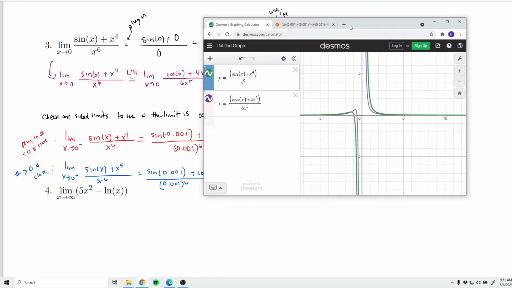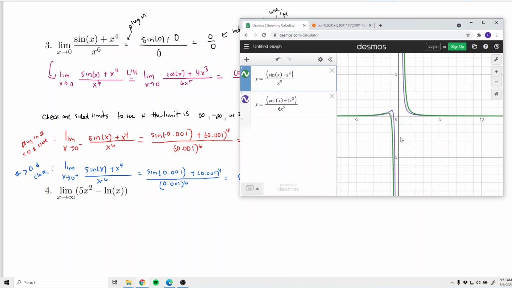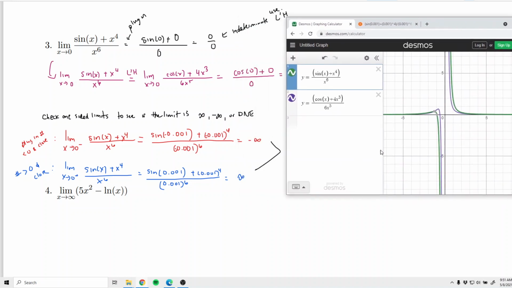And our original function is the one in green. You can see as we come towards 0 from the left, we go to negative infinity. As we come towards 0 from the right, we go to positive infinity. And that's exactly what we got. Now the new function, after we did L'Hopital's rule, I have that graphed in purple, and it's the same thing. But you'll notice that it is a little off, right? So it's not the same exact function, which means, what if I thought, well, maybe just plugging in x is 1 is good enough?